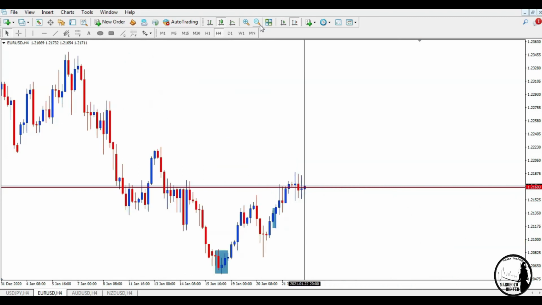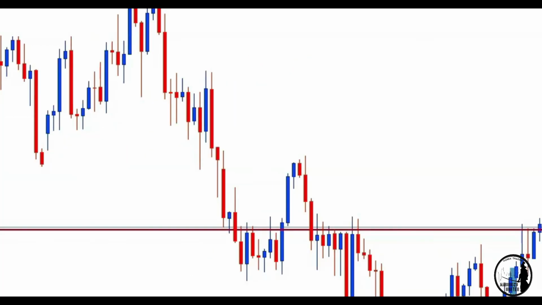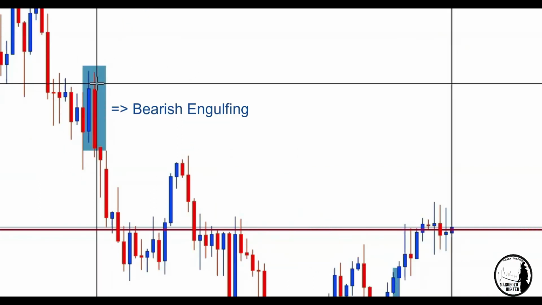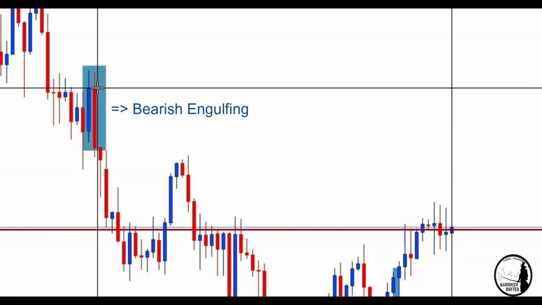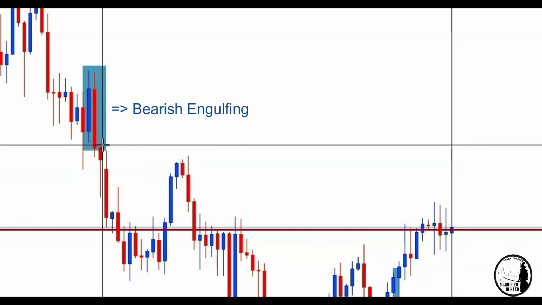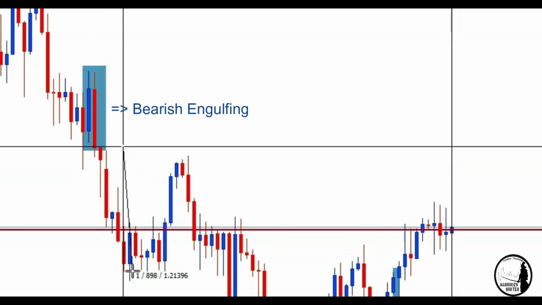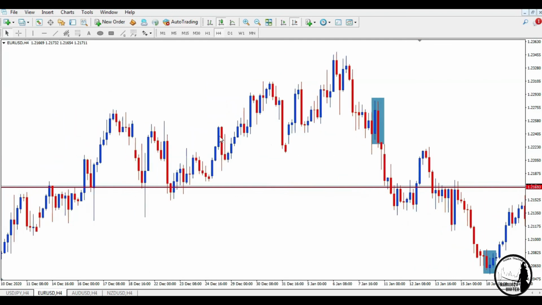Okay, we find some more candlesticks. For example, this one, we call bearish engulfing. This candlestick, the red one, the bear candlestick, engulfs this bull candlestick, and then after that the price goes down around 90 pip, sorry. And then we find some more.